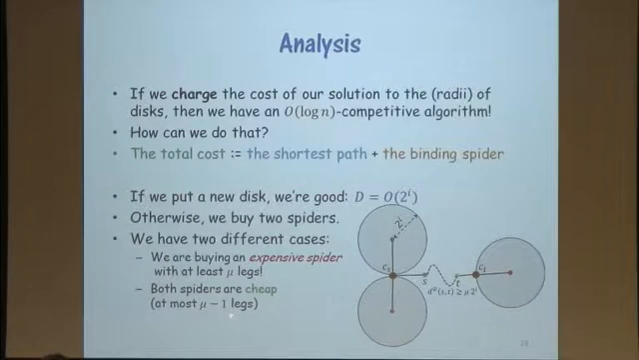Exactly. When both spiders are cheap, this whole spider's business is just a constant times D. The radius is D, and mu is a constant, which is related to the average degree of my planar or H-free graph. But it's a constant.